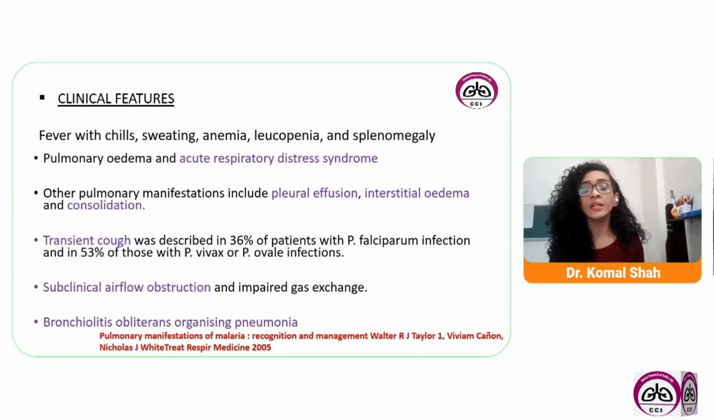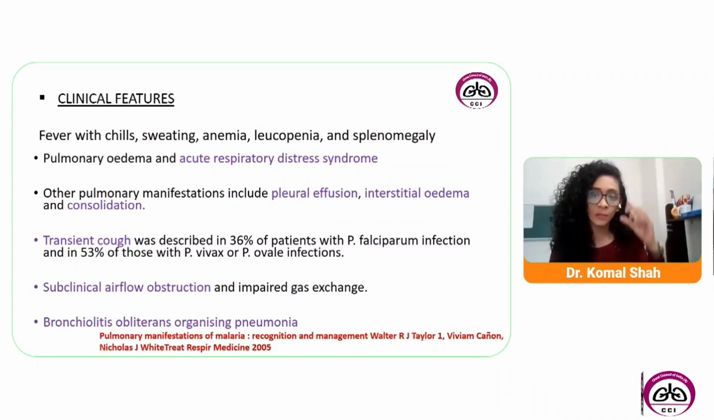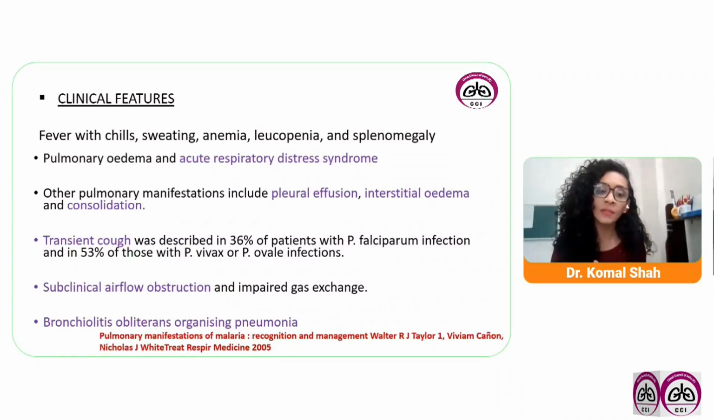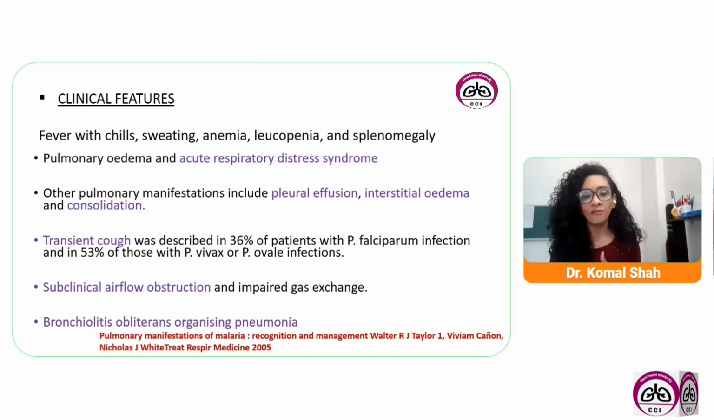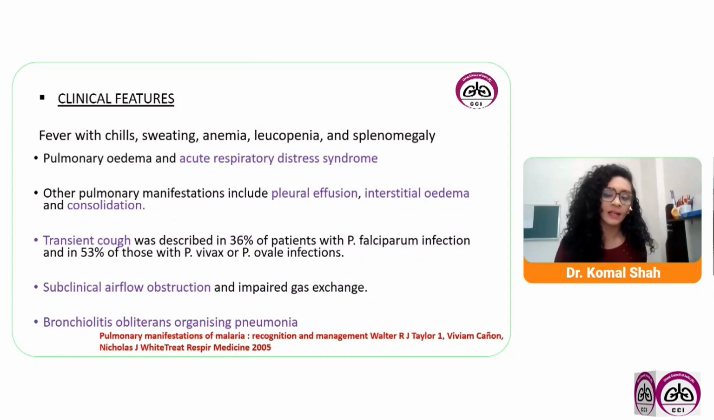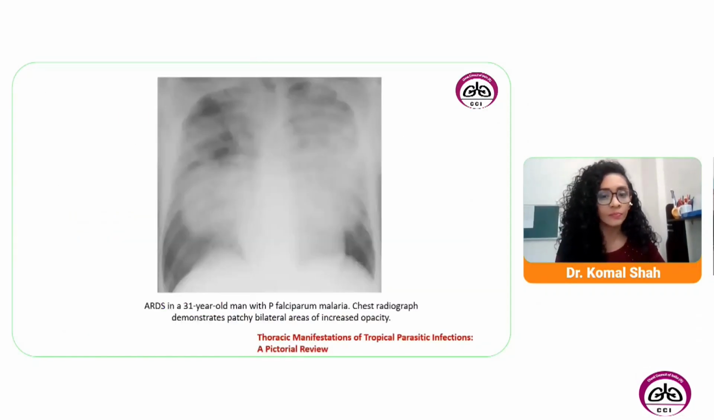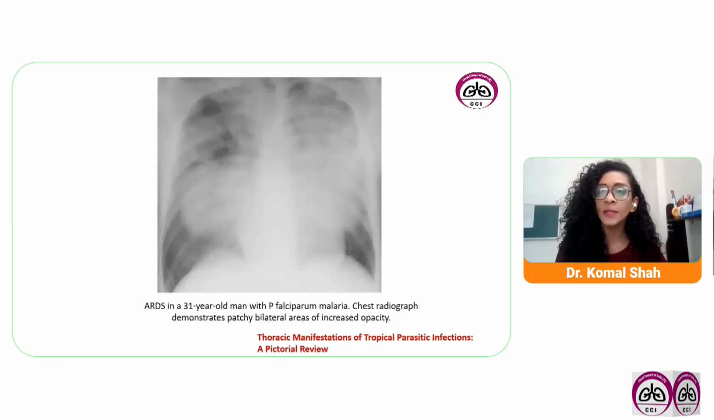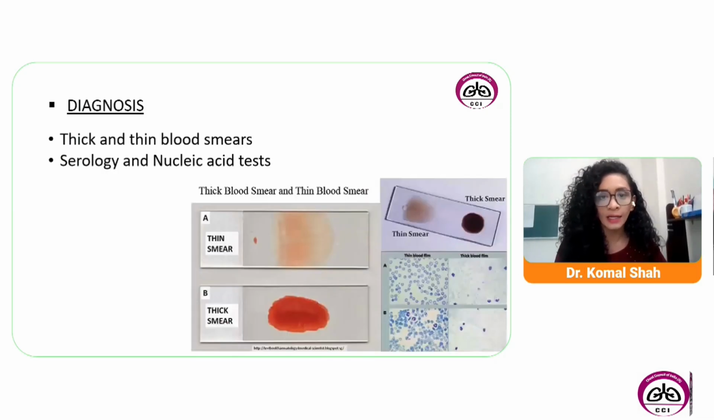Transient cough was noted in 36% of patients with P. falciparum infection and 53% of those with P. vivax and ovale infections. This was presented in Journal of Medicine in 2005. There could be subclinical airflow obstruction and impaired gas exchange also. And very rarely, it can also present with bronchiolitis obliterans organizing pneumonia. This was the case report of a 31-year-old male who presented with P. falciparum malaria and ARDS.